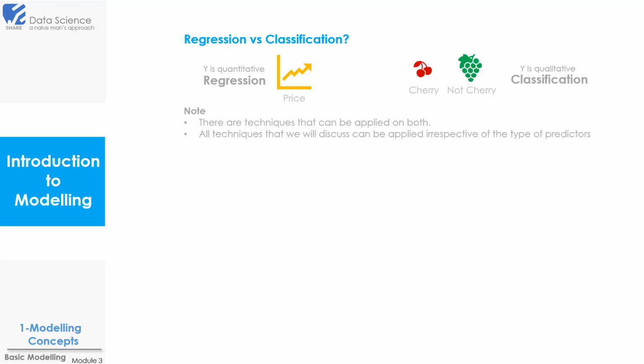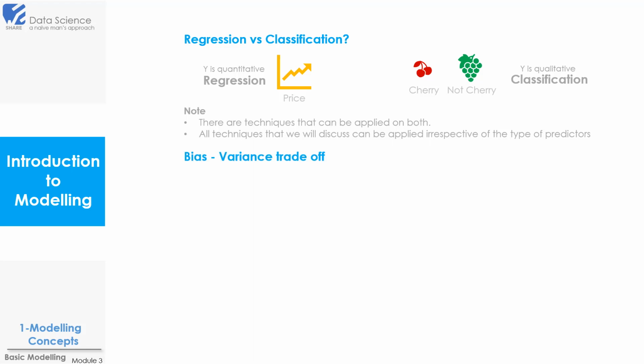Now there are different algorithms that we will use to model these problems. However, there are methods that can be applied to both the problems. Also, all the methods that we will learn in our course can be applied irrespective of the type of the predictor. That means, irrespective of whether the independent variable is qualitative or quantitative, all the methods that we are going to learn can be implemented.